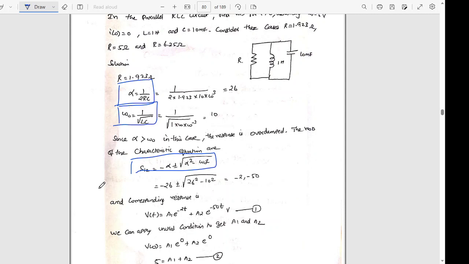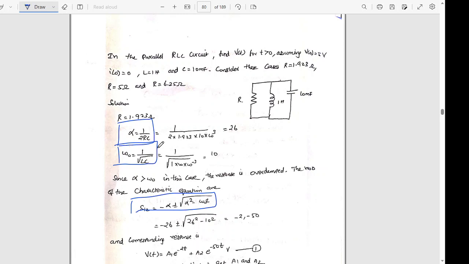So here in the parallel RLC circuit, find V of t for t greater than 0, assuming V of 0 equal to 5 volt, I of 0 equal to 0. Initial condition is given directly. L equal to 1 Henry, C equal to 10 millifarad. Consider just three cases: R equal to 1.923 ohms, R equal to 5 ohms and R equal to 6.25 ohms. So first we will consider R equal to 1.923.